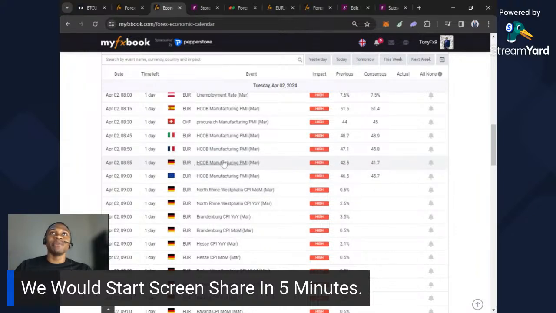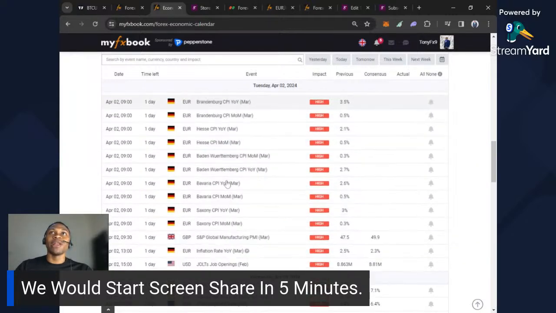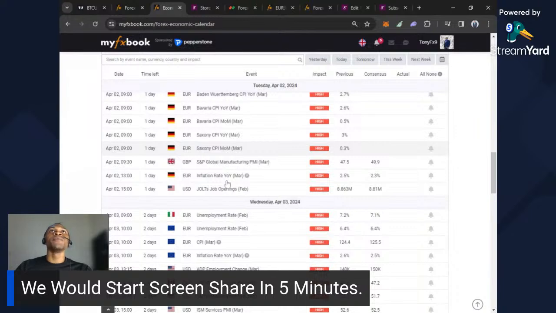Then we have Germany manufacturing PMI as well. The same thing with the previous one. And then Euro Central manufacturing PMI. A lot of manufacturing PMI data coming out. Then early in the morning, London session as well, we have GBP manufacturing PMI, which has to do with the Great Britain pound. If you see a figure higher than 2.9, it is good for the Great Britain pound. Inflation rate over here, if you see a figure higher than 2.3%, it is good for Europe.